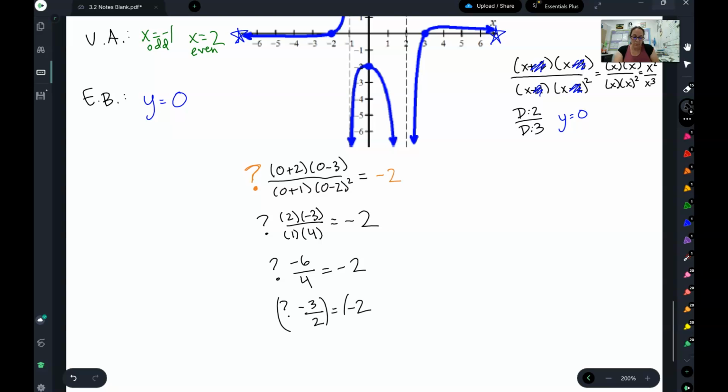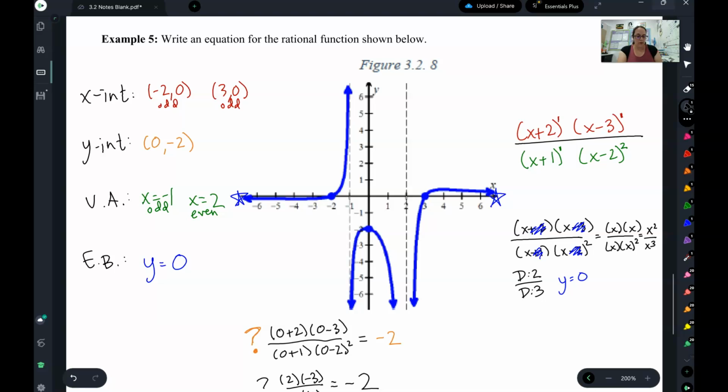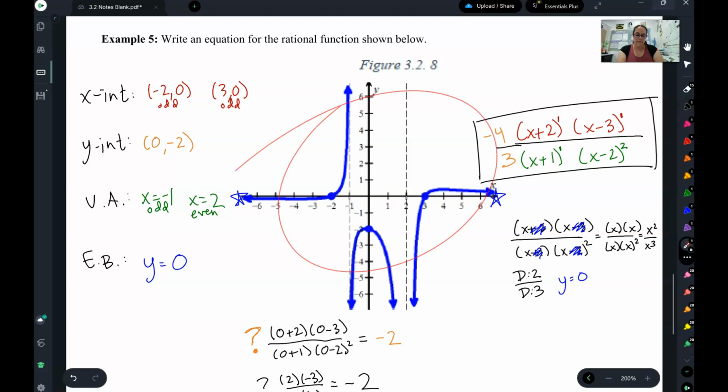And then I'm going to multiply both sides by the reciprocal of this, so -2/3. Because then I have 2 on top and bottom, 3 on top and bottom, it'll cancel out. So multiply by a -2/3, and I get that my question mark should be -4/3. So I can come up here to my equation and put a -4/3 in front. You can just put the 4 on your numerator and the 3 on your denominator. And if you were to graph this equation, that would give you this graph.